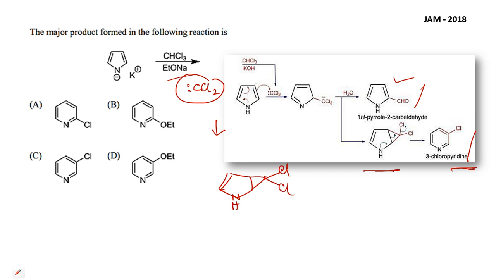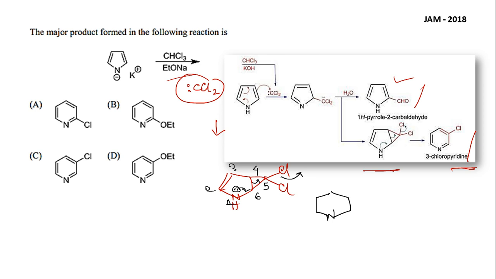now if I do numbering: 1, 2, 3, 4, 5, 6. Okay, so now what will happen, because of this donation of lone pair, the 4-6 bond will be broken, and at the 4 and 5 positions there will be generation of a bond, and this Cl will be removed. So finally what are you getting?